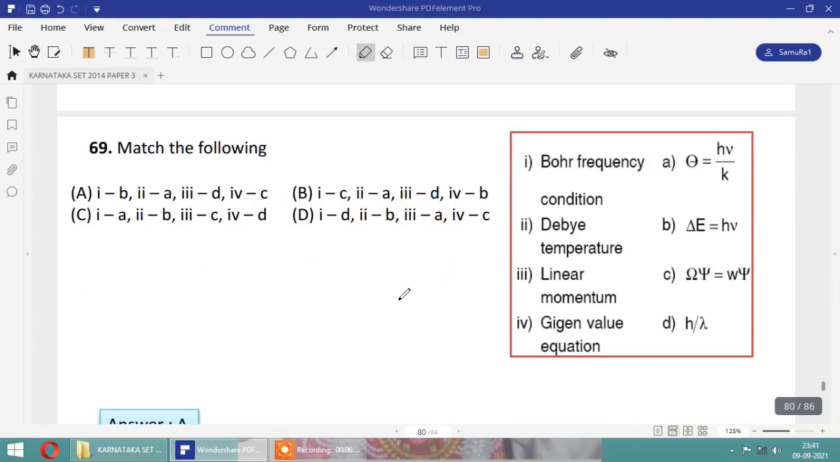Match the following. First one, Bohr frequency, which is equal to delta E equal to h mu, is a Bohr frequency. Debye temperature, theta equal to h mu by k, is the Debye temperature. And third, linear momentum is given as h by lambda, you all know that. And the eigenvalue equation is nothing but this one. Hence option A is correct.